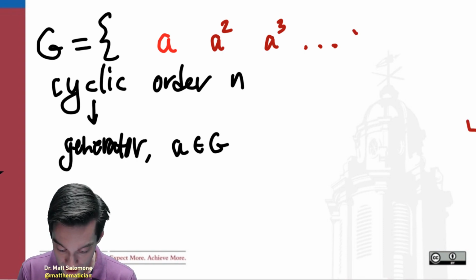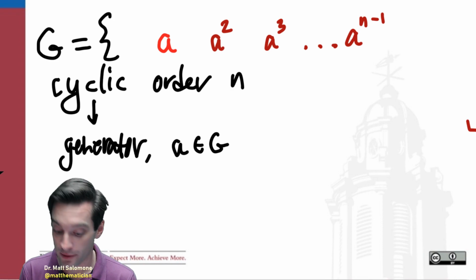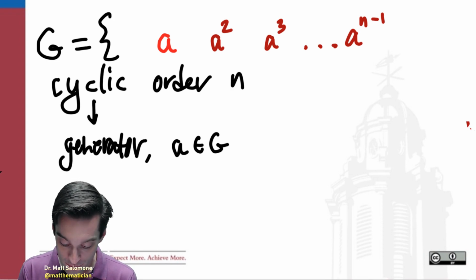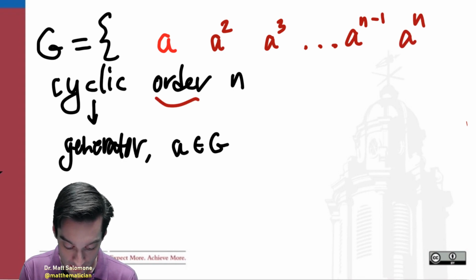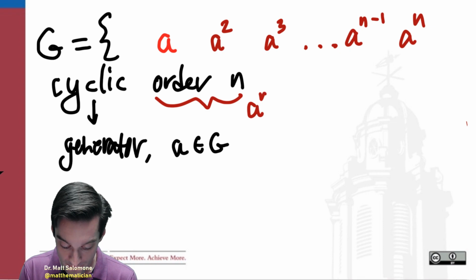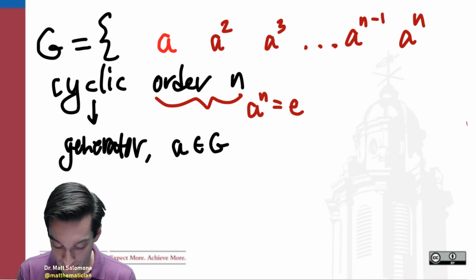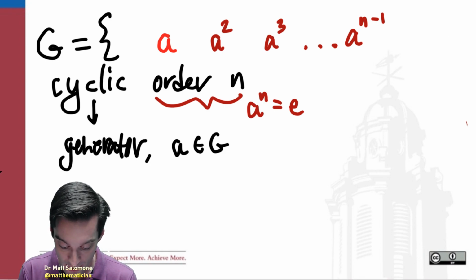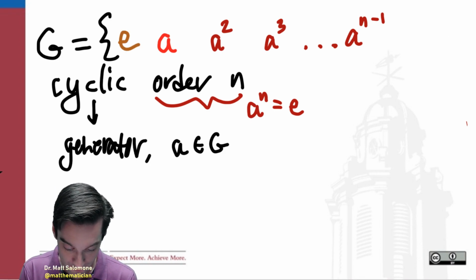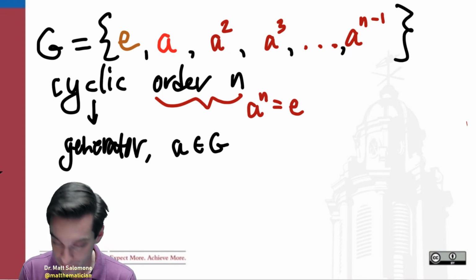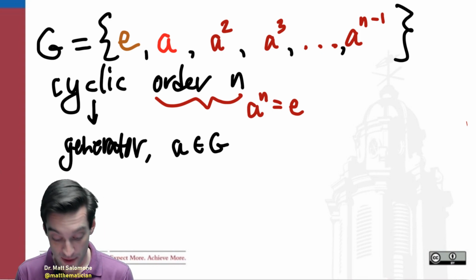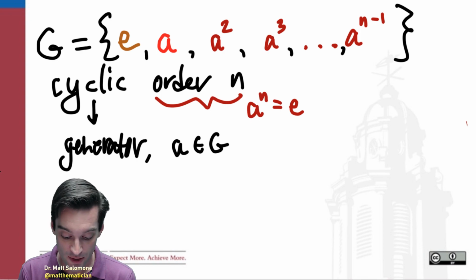So by the time I get to the n minus first power of A, if I were to try to go one power further to A to the power n, well, by definition, because my element A has order n, A to the nth power is equal to the identity element in my group. So this A to the n is actually equal to the identity. What I like to do with that is loop it back around and write the identity element over here at the beginning. And then I know for sure that this is a complete list of the elements of my group. So here is my group. Here is what every cyclic group of order n must look like.